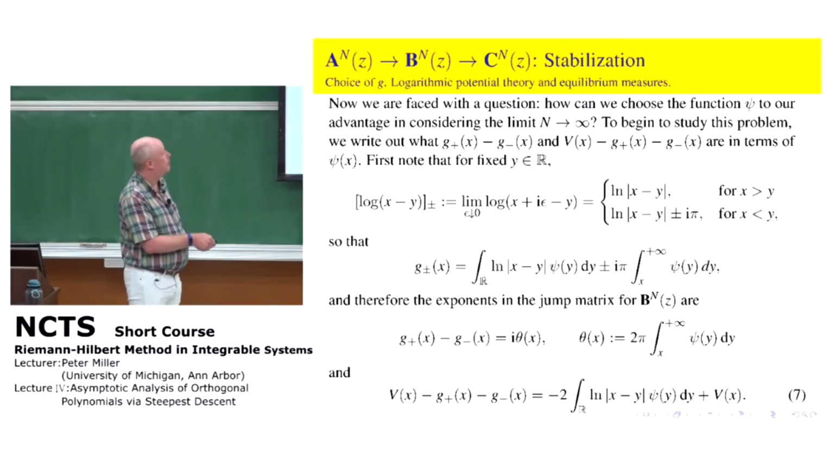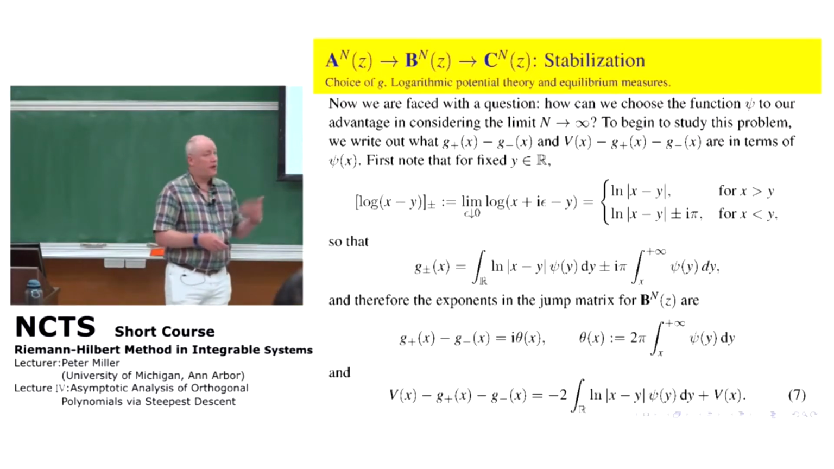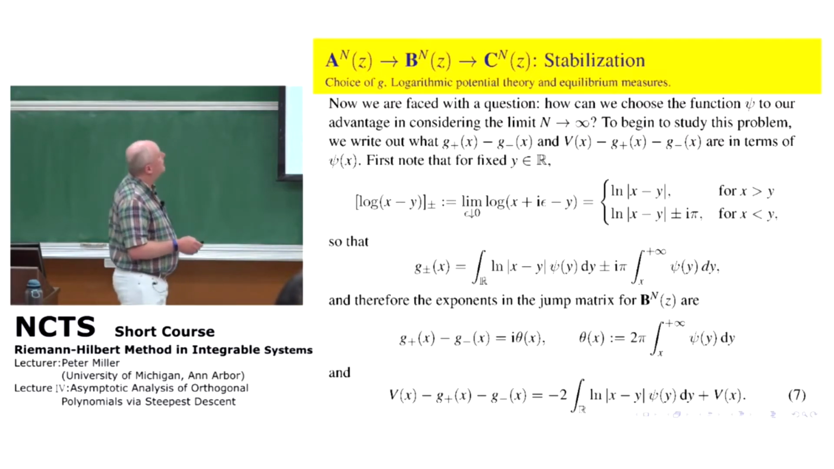So it's some kind of an integral, an antiderivative of this psi. And on the other hand, on the off diagonal, we had v minus g plus minus g minus. Well, adding these two things together will cancel this term, so we just have minus 2 times the integral of log |x minus y| psi(y) dy plus the v of x, which is just this part. So now we have expressed those quantities in terms of psi.